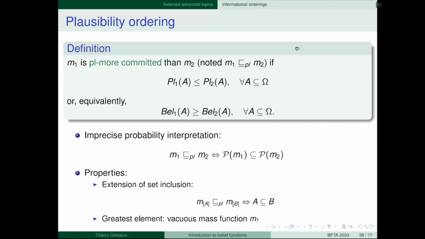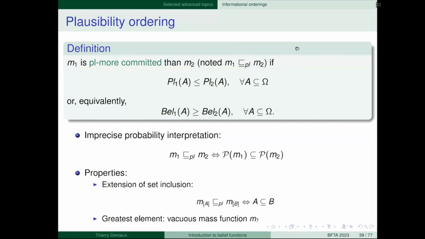This ordering has in particular an interpretation in relation with the credal sets. Remember, the credal set of a mass function is the set of all probability measures that are compatible with it. In terms of credal sets, this inequality translates to the inclusion of credal sets. So m1 is more committed than m2 according to plausibilities if and only if the credal set of m1 is included in the credal set of m2. In applications where you see mass functions as defining sets of probabilities, this makes a lot of sense: the set of probabilities corresponding to m1 is included in the set of probabilities corresponding to m2.